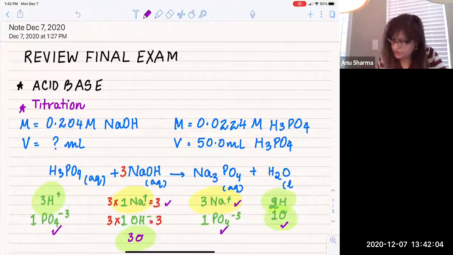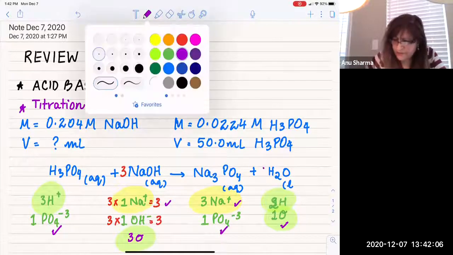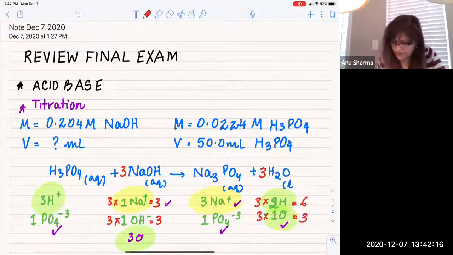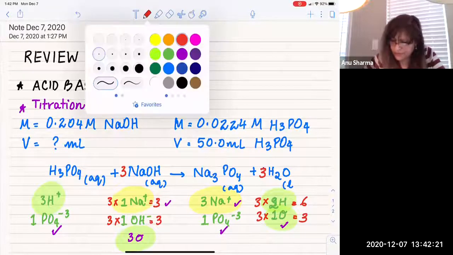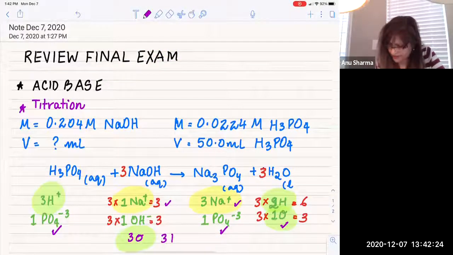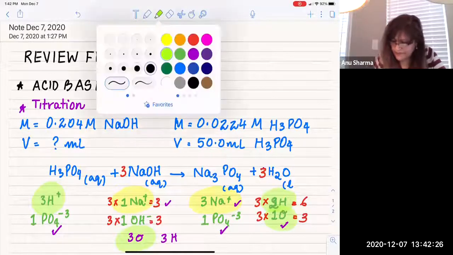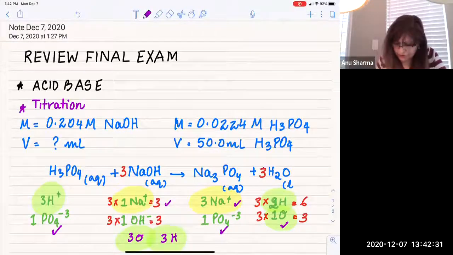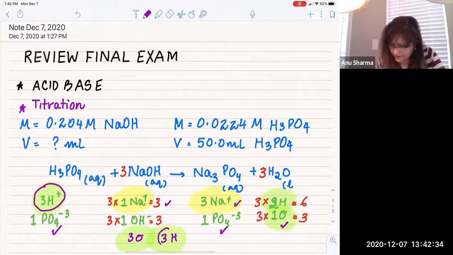All right, so if you put three here, this becomes 3 times 2, so this becomes 6 hydrogens, and this is 3 oxygens. And so we have 3 oxygens and 3 hydrogens here, and total hydrogens are 6 hydrogens, 3 from here, 3 from here. So 6 hydrogens is balanced, 3 oxygens and 3 oxygens are balanced.